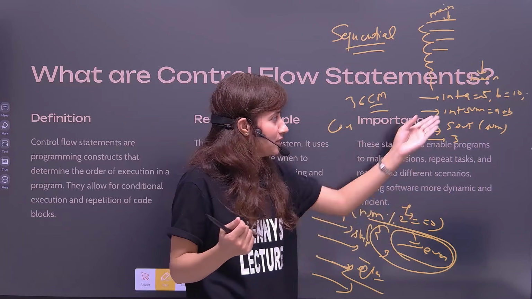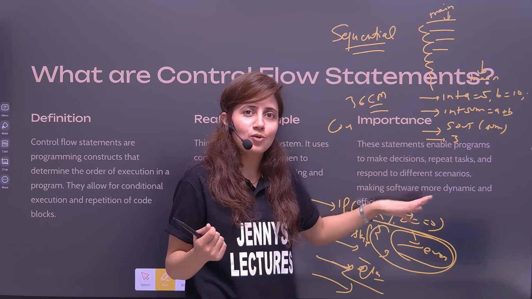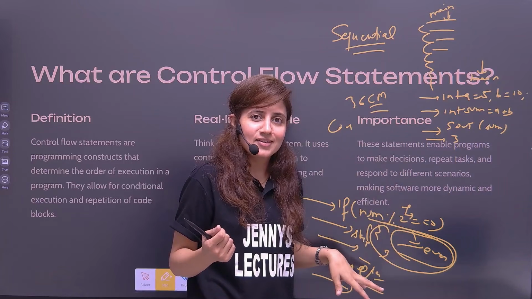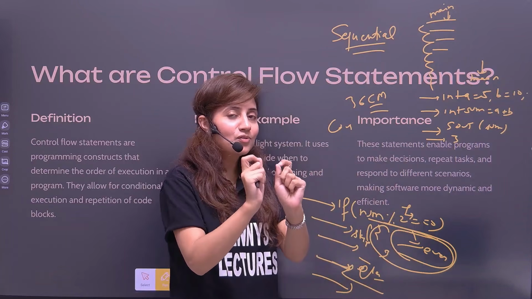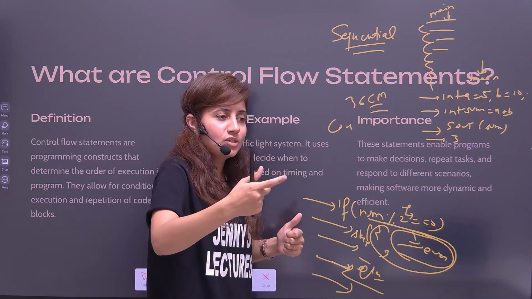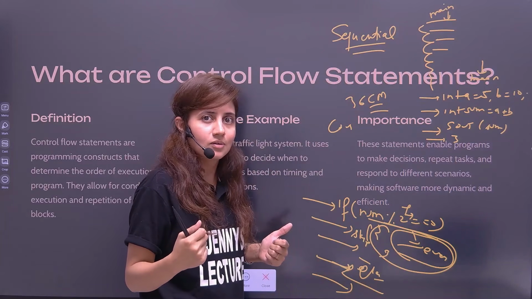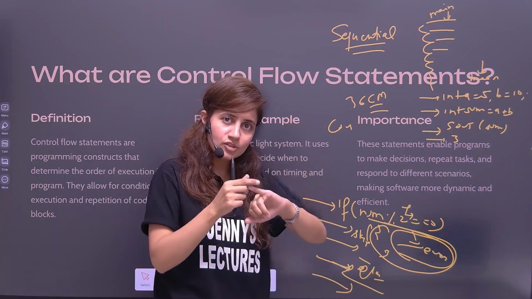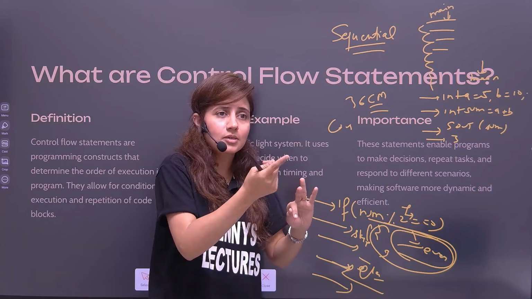A simple program, sum of two numbers, that is fine. That you can write without using a control flow statement. So that's why we need control flow statements. Each and every time you have to decide based on certain conditions. Right? So I hope this is clear: what are control flow statements and why we need control flow statements in a program.